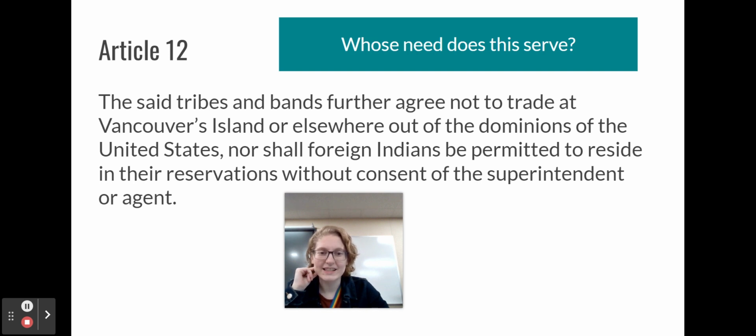I think this is serving the United States government, because they're saying, like, you can trade with us, maybe, we'll help if you need, but you are not allowed to trade with other countries. So that's gonna serve the United States government.